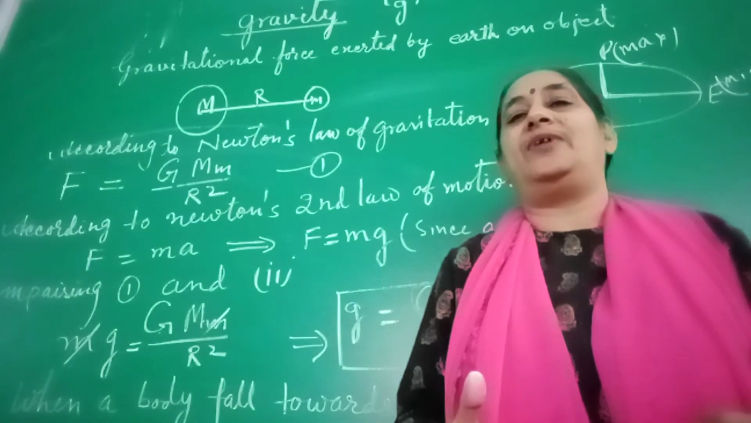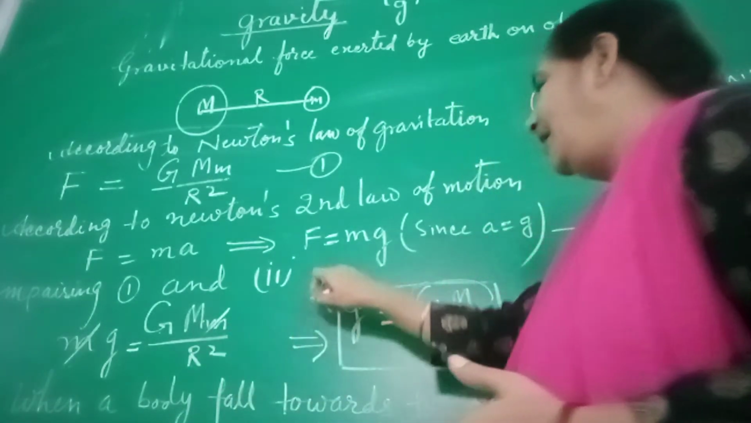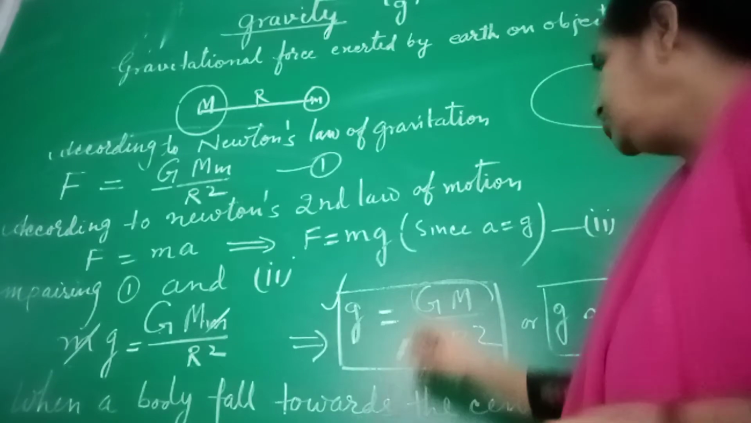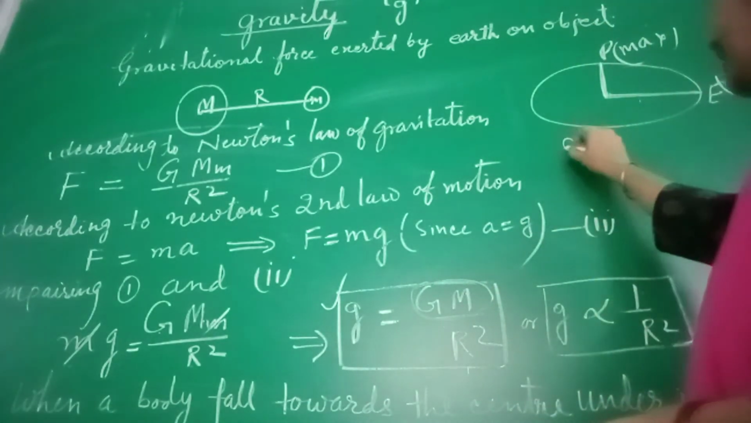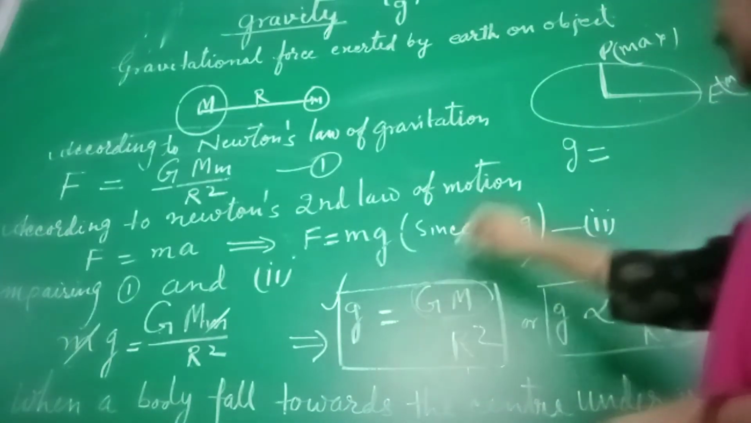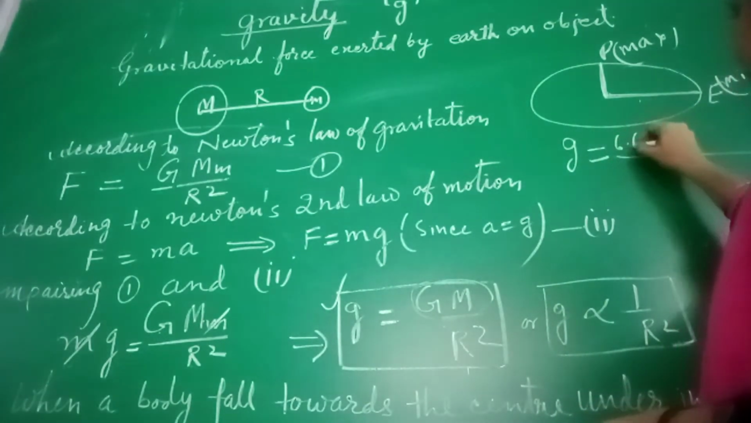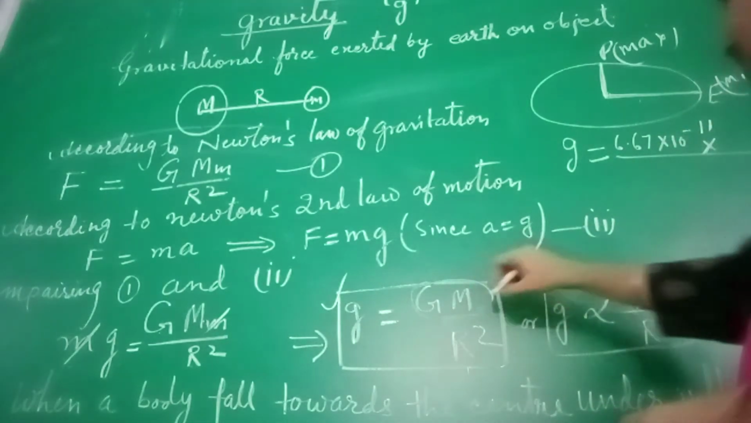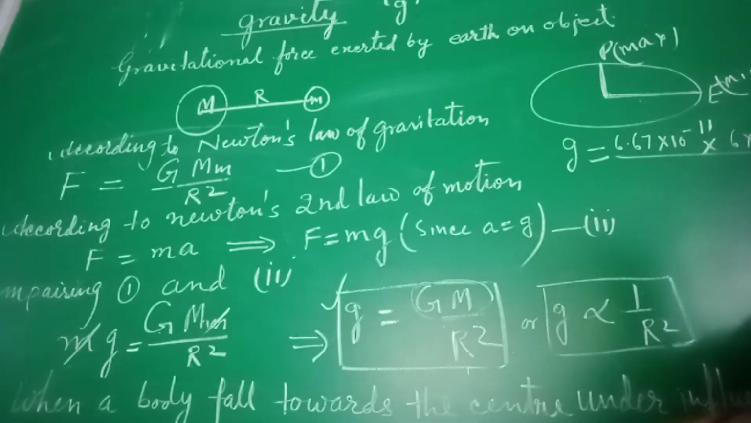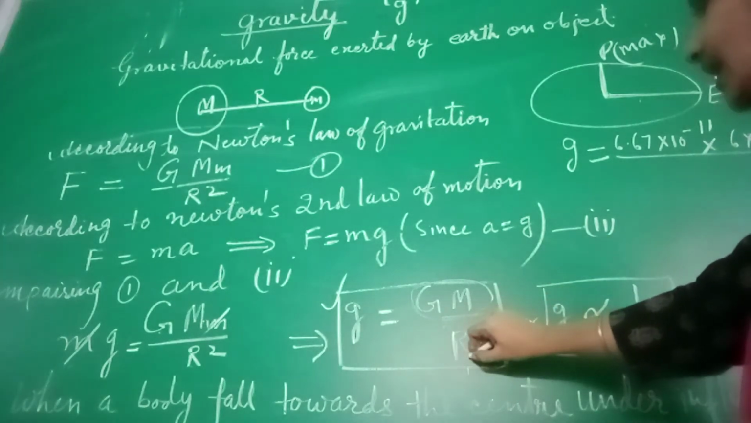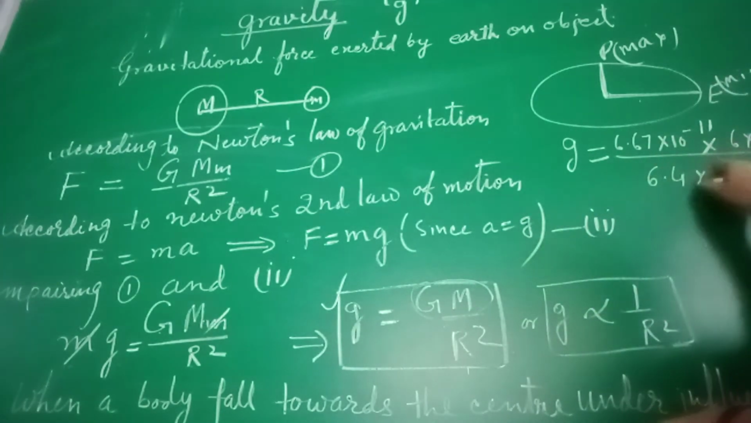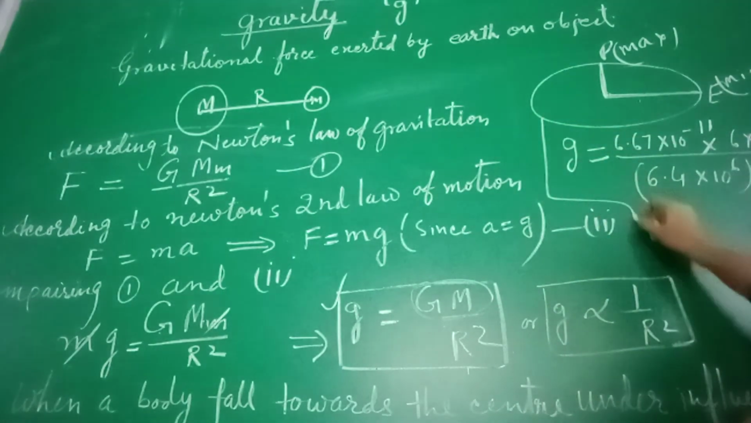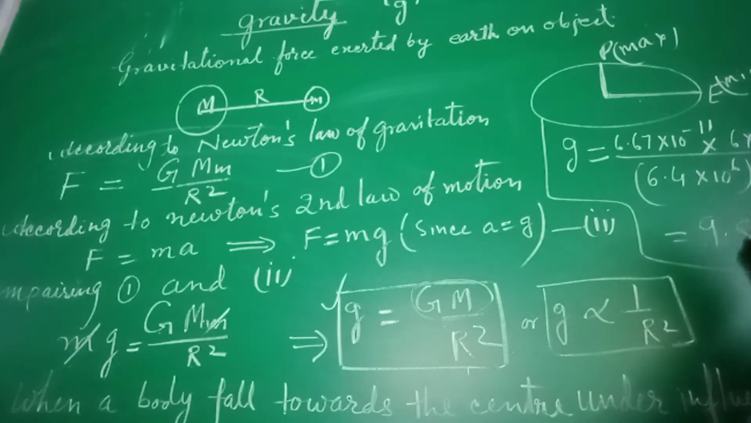But on the surface of the earth, we can calculate small g by using the formula g equals GM by r square. Now how to calculate? g equals capital G, the value of which you know is 6.67 into 10 to the power minus 11, into M, the mass of the earth, which is also constant, 6 into 10 to the power 24, divided by r square, the radius 6.4 into 10 to the power 6 whole square. If you calculate this, you will get 9.8 meter per second square approximately.